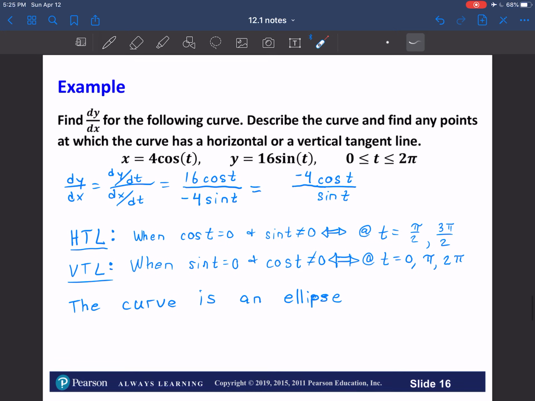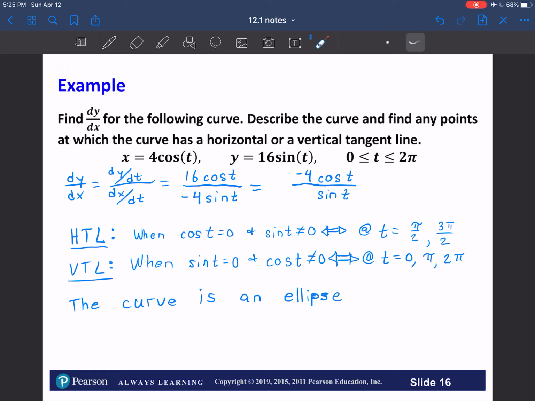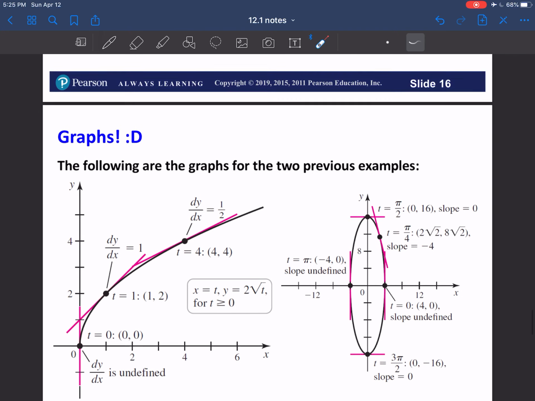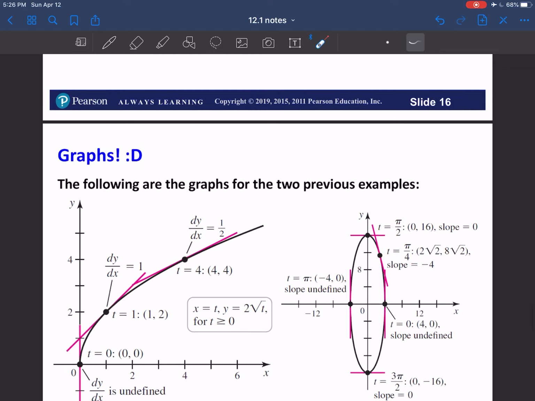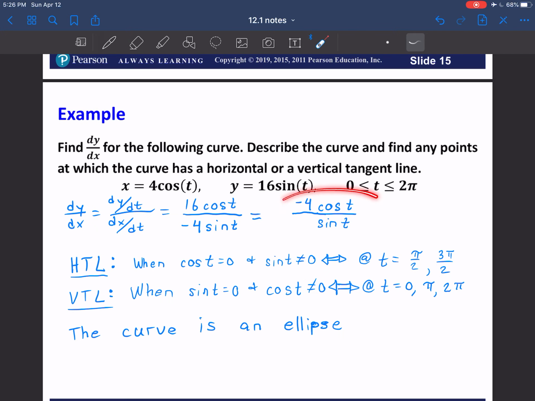And we also notice that at t equals pi over 2 and 3 pi over 2, there is indeed a horizontal tangent line. So here is t equals pi over 2, here is t equals 3 pi over 2, and there's a vertical tangent line at 0, pi, and 2 pi. And you can also calculate the slope for any other point t. So if we wanted to know the slope at this point, at pi over 4, all we would have to do is plug pi over 4 into this function.